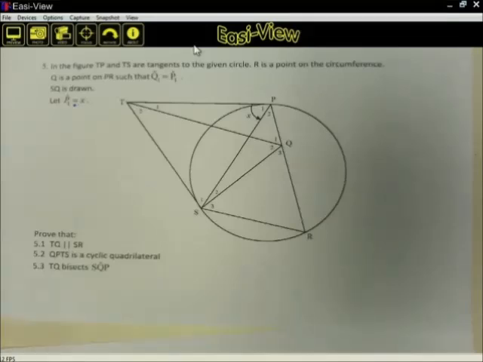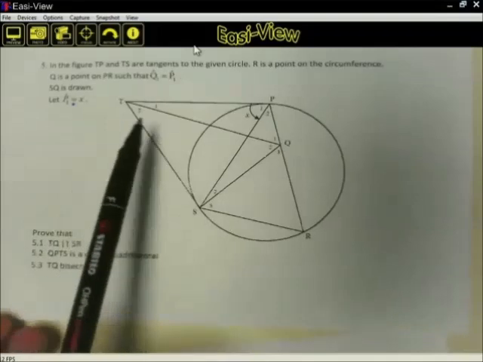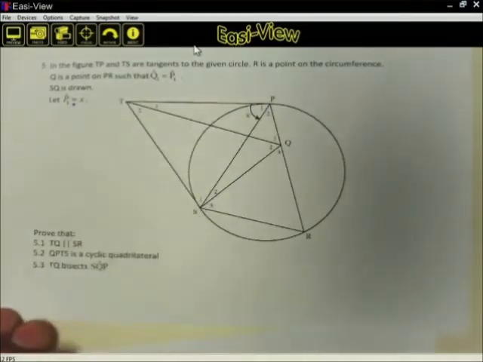Let me take you through it. In the figure, here is the figure. TP and TS are tangents. Check. TP, TS are tangents. Already from there, you must be able to recall it from the problem that we did earlier. Tangents drawn from the same point outside the circle are equal in length.